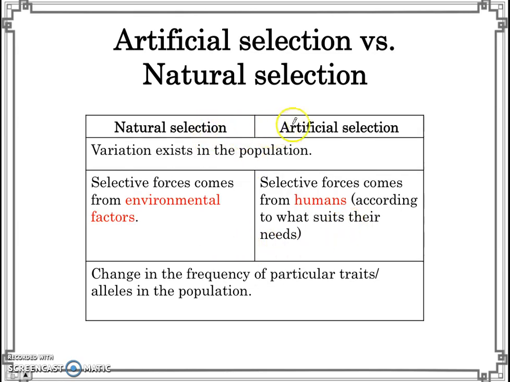Now in both natural and artificial selection, there will always be variation, right? So that's why there are different types of varieties and then I select. And in both artificial and natural selection, there will ultimately be a change in the frequency of traits and alleles in the population. So in natural selection, the better adapted traits will be increased in frequency. And for artificial selection, those traits that the humans desire will increase in the population over time.